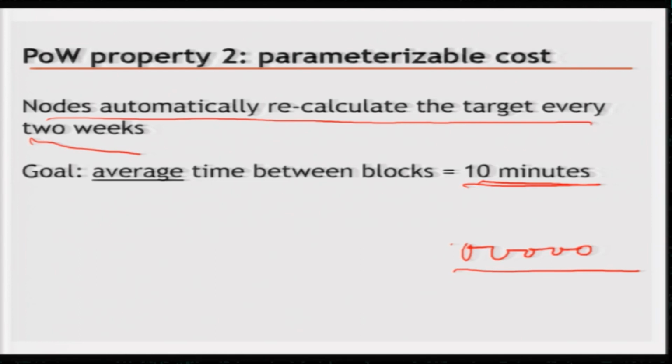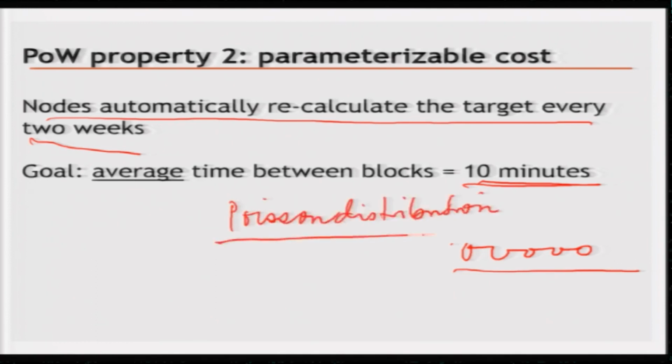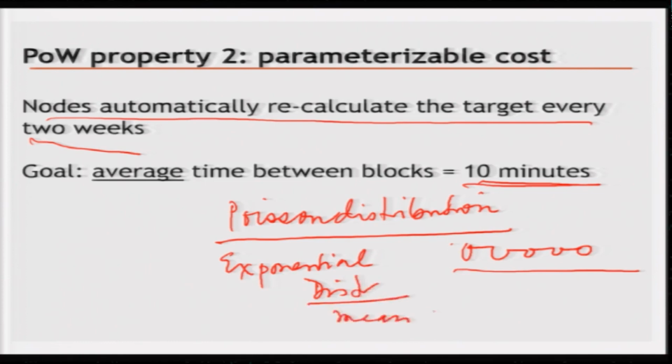Usually this follows a Poisson distribution. So, arrival of new blocks follows a Poisson distribution. Therefore, the time interval between blocks follows an exponential distribution, and we want its mean to be 10 minutes. So, this adjustment is done automatically. Now, this adjustment is roughly every 2 weeks.